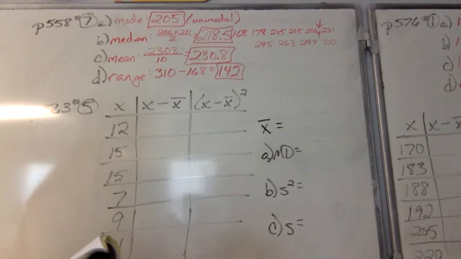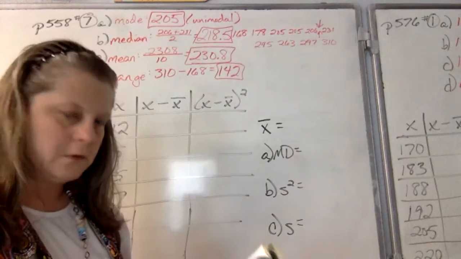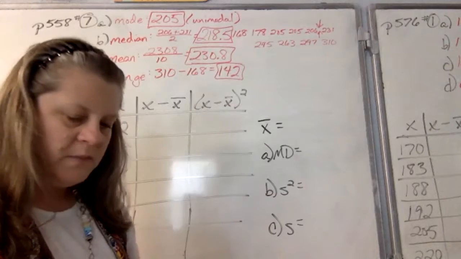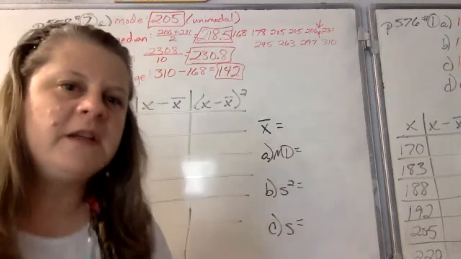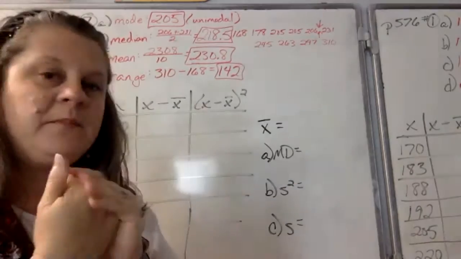So we're good with those? Most of you thought that part was pretty easy because you all have done that before. You should have had it in middle school. All right. So that was finishing question number 7 that we didn't do on Tuesday.